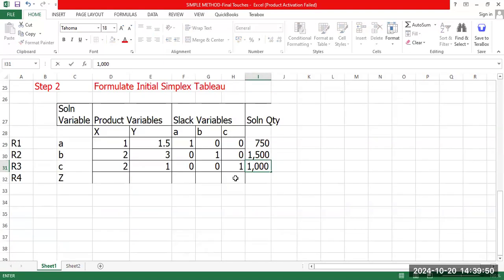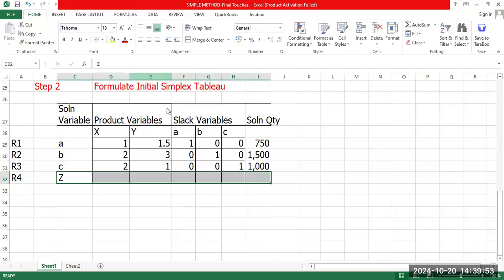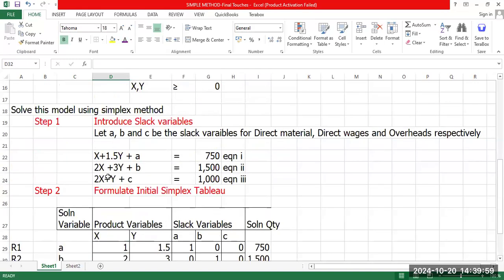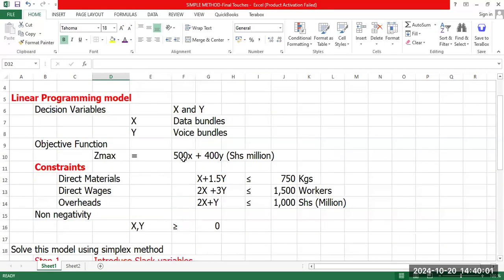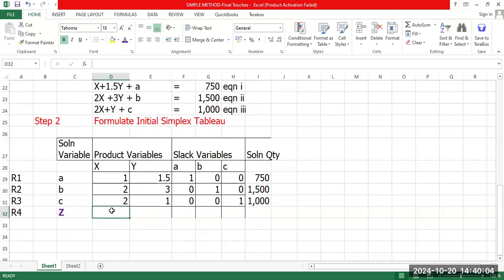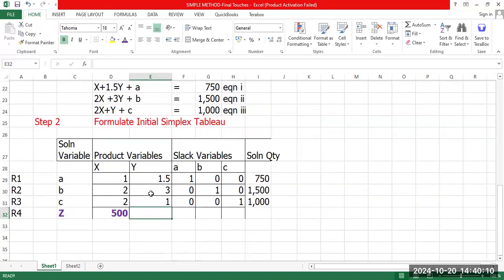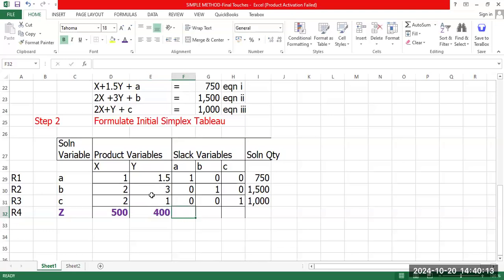Then this last row is your objective function. Go back to your objective function and see what you have. The value before x is 500. Then the value before y is 400. You don't have A, B, or C, and you don't even have any value after the equal sign. Okay, so you have formulated your initial simplex tableau.